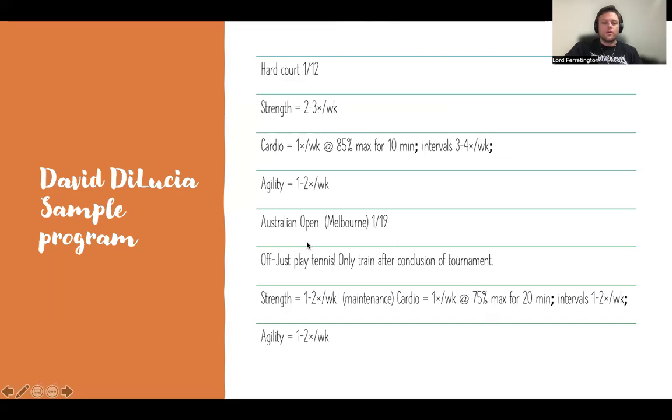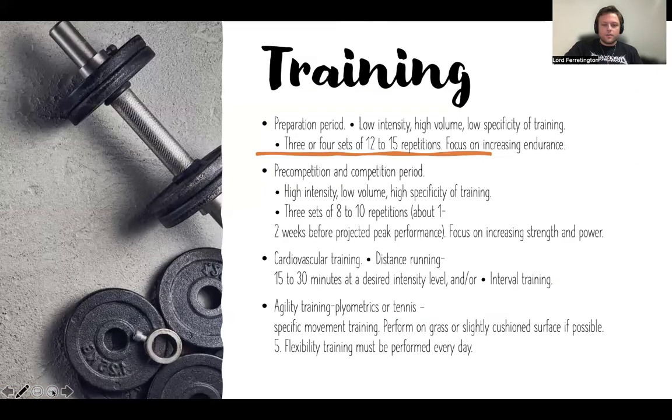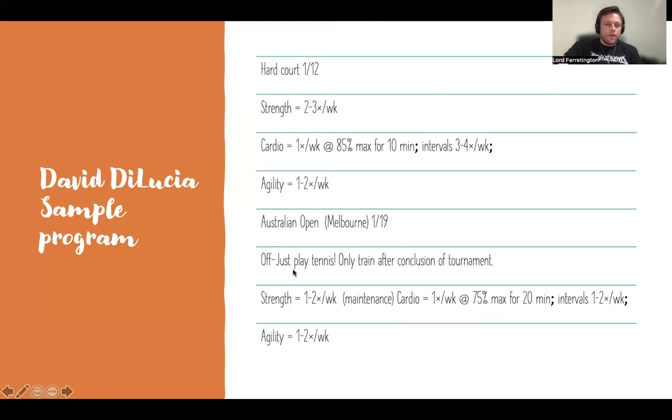Now, when it came to the Australian Open, as mentioned here, tennis-specific movements. For him, he just played tennis, and that's what a lot of players could potentially do. They only train non-tennis-based movements after the conclusion of the tournament. During that time, strength 1 to 2 times a week, mainly maintenance, cardio one time a week at 75% max for 20 minutes, intervals 1 to 2 times a week, and agility 1 to 2 times a week.